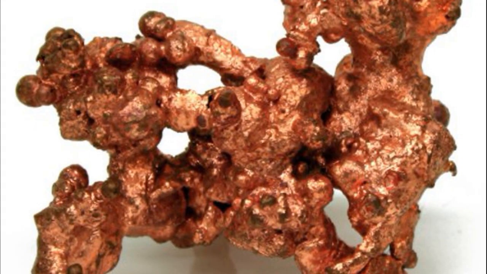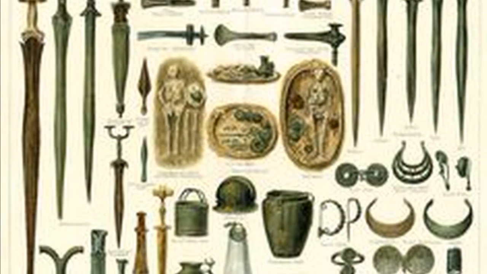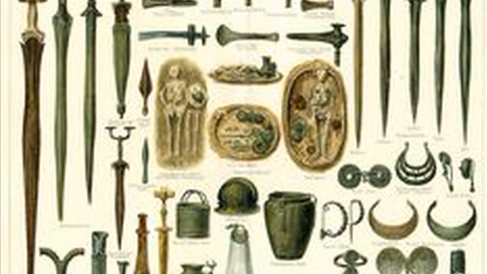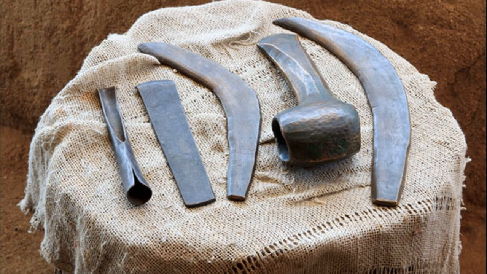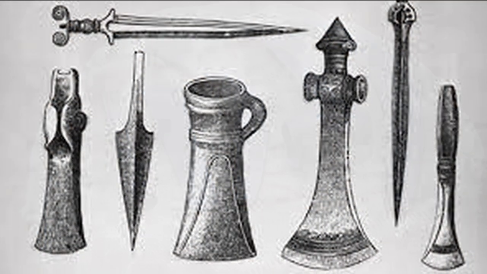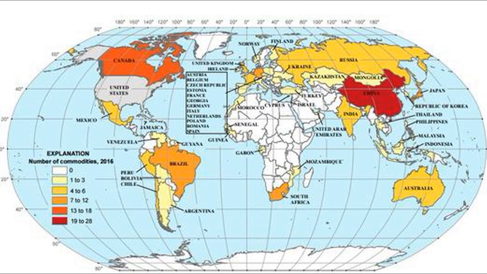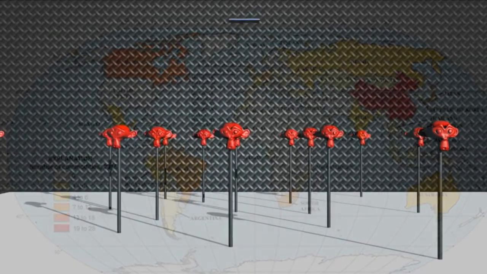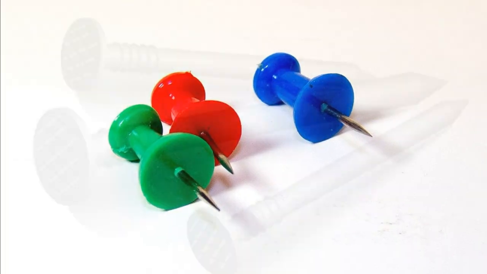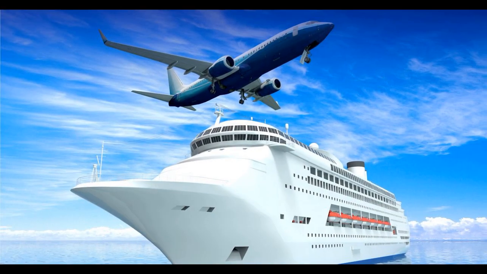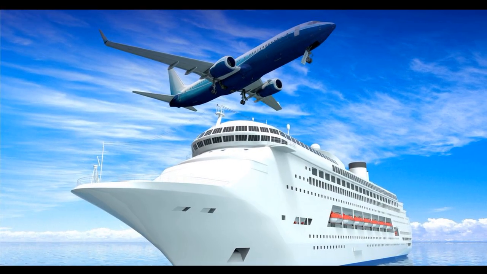Copper was the first metal to be discovered, and its use marked the Copper Age. Then came the Bronze Age. Bronze is obtained by mixing copper and tin, and later the Iron Age. In the modern world, minerals provide the basis of industrial development of a country. From the smallest objects like pins and nails to huge ships and aircraft, all are made of minerals.